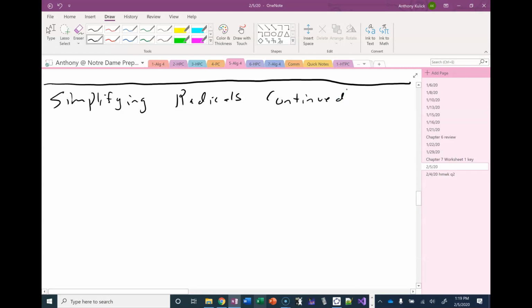So, continuing to talk about simplifying radicals, we've covered how we multiply two radicals together and how we divide two radicals together. What do we still need to talk about? Adding and subtracting.